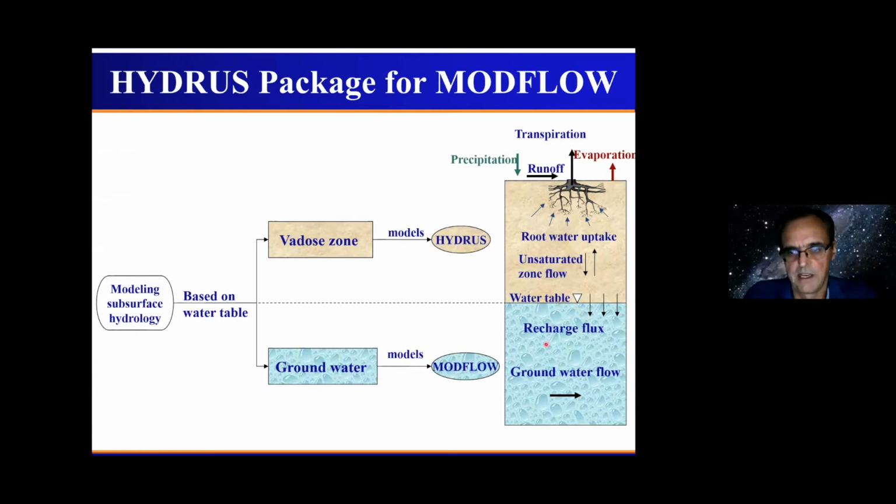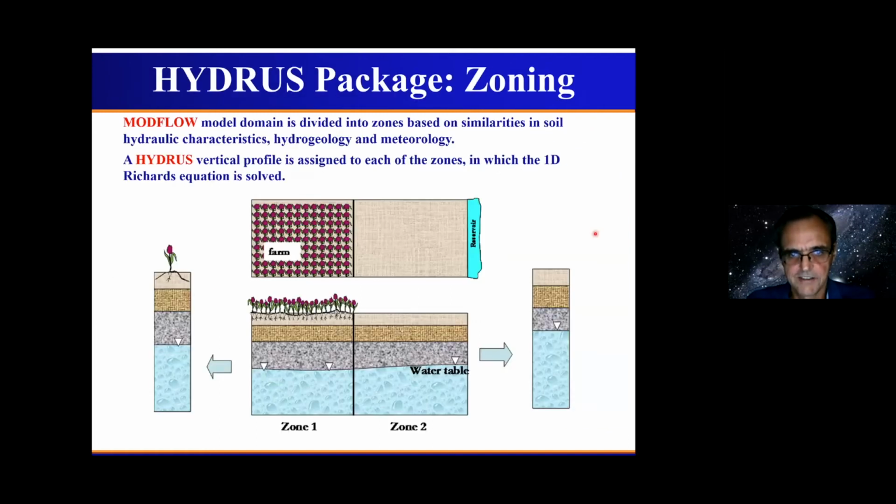And we have one MODFLOW model, which is then coupled with multiple HYDRUS verticals representing different parts of this catchment. So here I show a very simple system where I have only two different zones, each of which will be represented by one HYDRUS vertical. One is here with the tulip, so obviously Holland, and then another one which is kind of bare, so that's Belgium, where the federal government, European government is, right? So where you have these federal bureaucracies, nothing really grows.